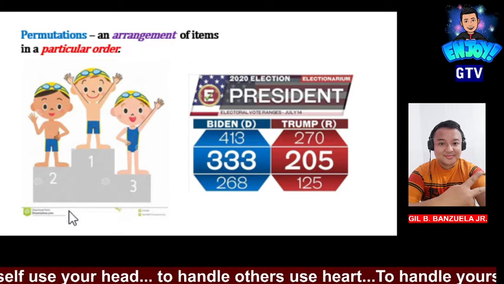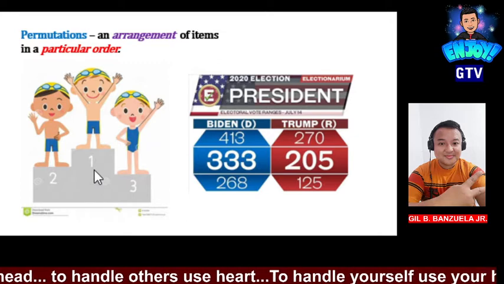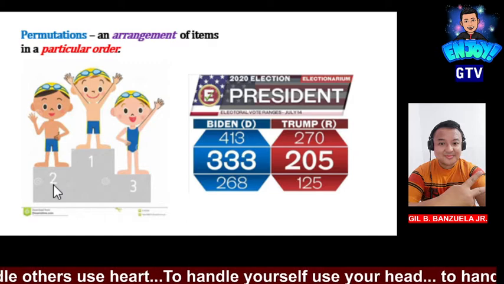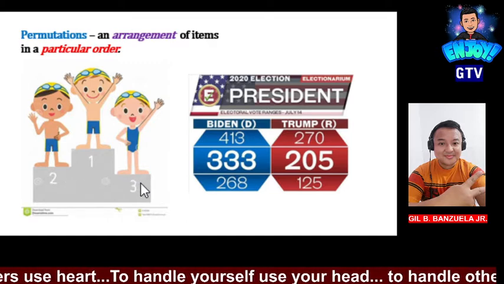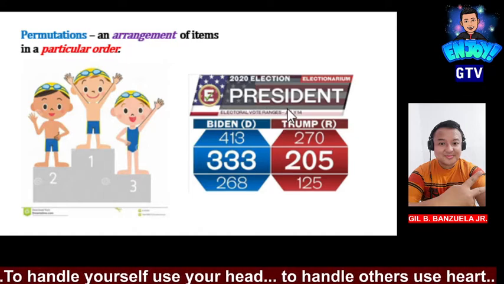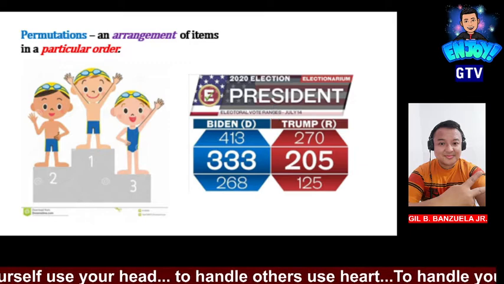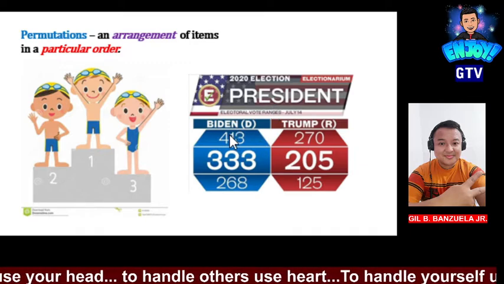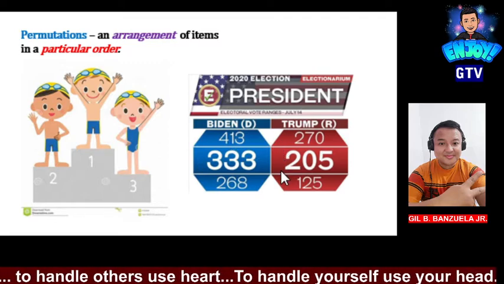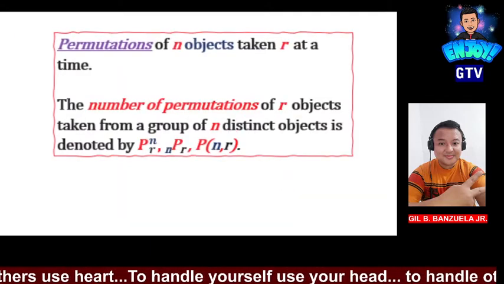For instance, in a particular competition, we always have the first place who won the gold medal, the second place who won the silver, and the third for the bronze. And for the election, our previous presidential election in the United States of America, where President Biden won the presidency versus President Trump. So order matters in permutation. So let's define it.